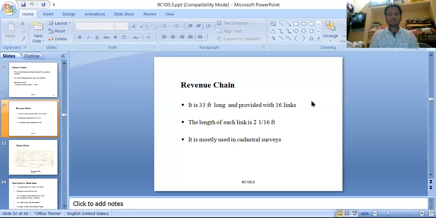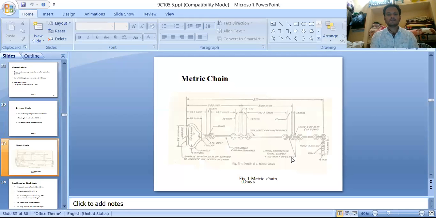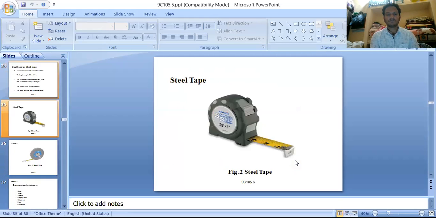The revenue chain is 33 feet long and provided with 16 links. Therefore, the length of each link is 2 1 by 16 feet. It is mostly used in cadastral surveys where we have to locate the boundaries. This is the detailing of metric chain.